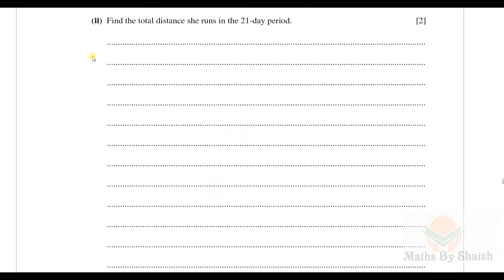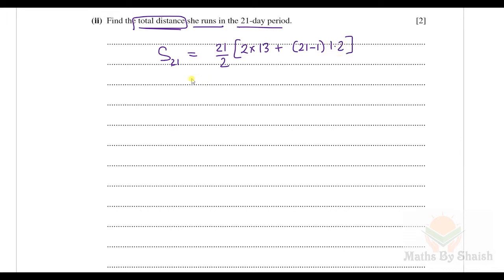Find the total distance she runs in the 21-day period. So total distance means they are asking for the sum, and we know in an arithmetic sequence the sum, which is S21, n is 21 here, is n by 2, that is 21 over 2 times 2 times a, which is 13, plus n minus 1 into d, so that is 21 minus 1 into d, that is 1.2. So we need to calculate this.